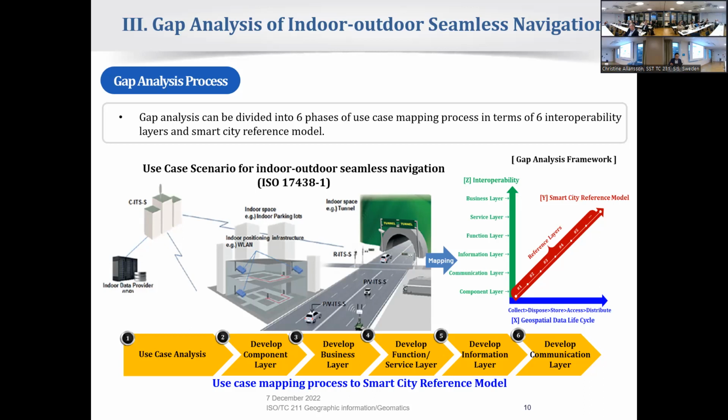In that standard, there are some specific use cases for personal and vehicle navigation. So I take those use cases and use them as an example to show how this mapping process goes. There are some stages down there with yellow arrows. We start with use case analysis. Then we develop the component layer first, then the business layer, then the function, service, and information layers. Lastly, I developed the communication layer.